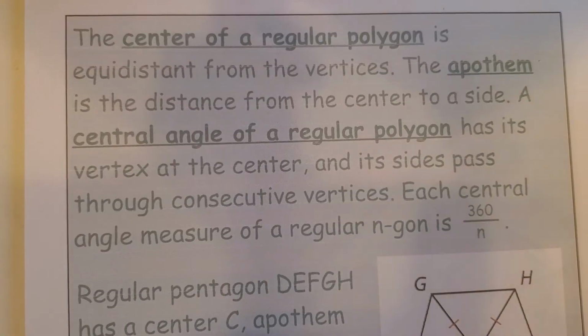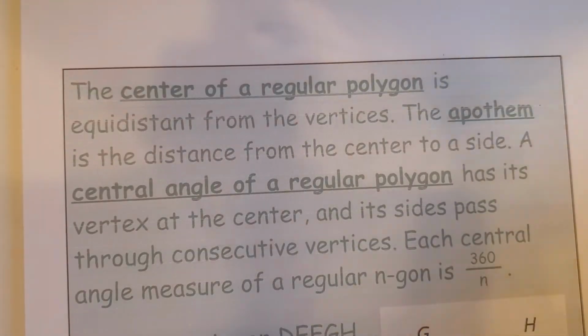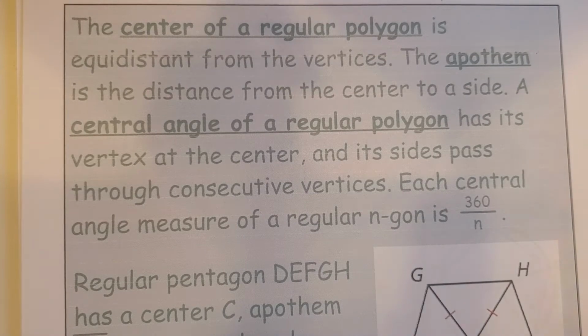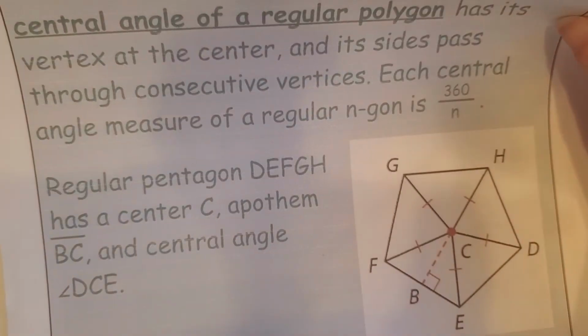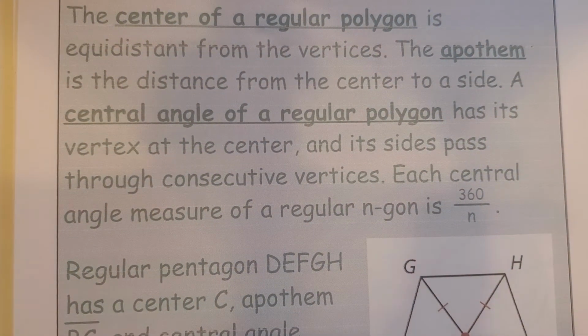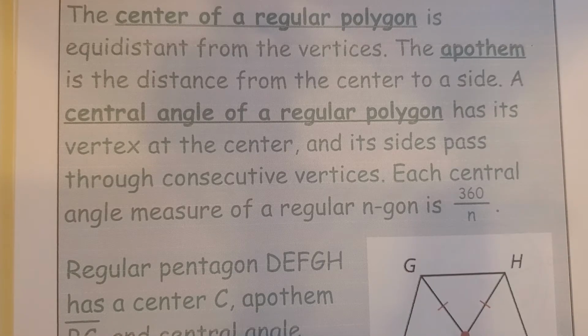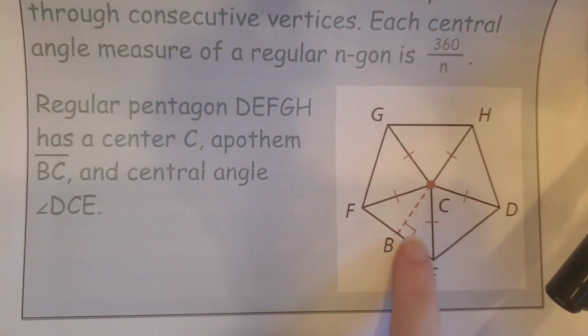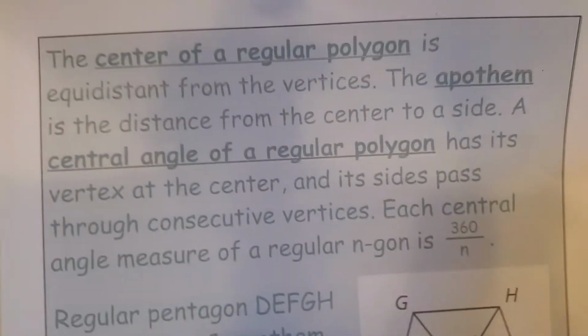So I think we all know what a regular polygon is. If you guys don't remember, it is a polygon with all sides congruent and all angles congruent. So like this pentagon down here. This first part I think is pretty self-explanatory. The center of a regular polygon is equidistant from the vertices. So in this case, the center would be C.